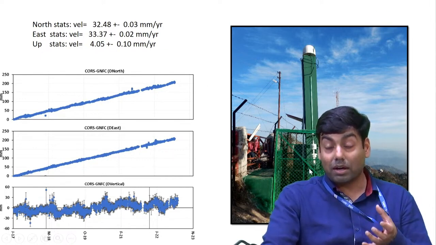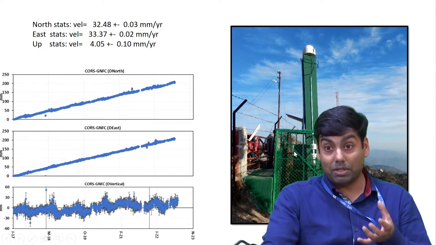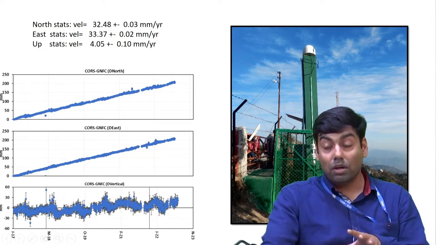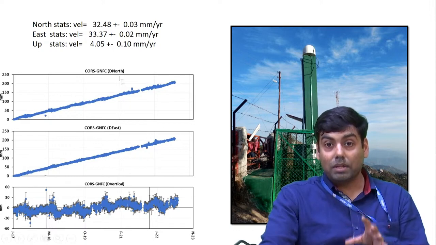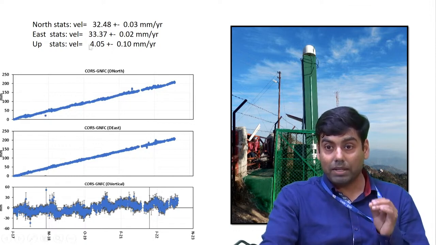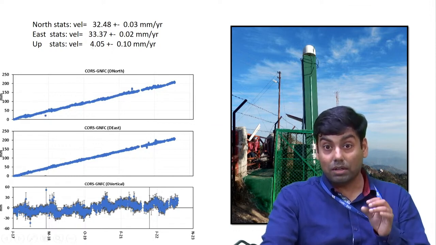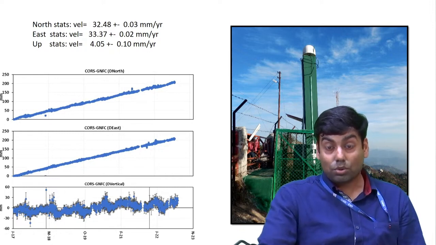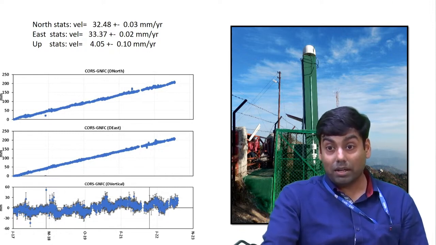It's on hard rock actually. This station has been established on hard rock, and there is no local influence. So it means this 4 millimeter upliftment is there in this Mussoorie region. It means it is rising. It's a very good study we have done in the Mussoorie region.